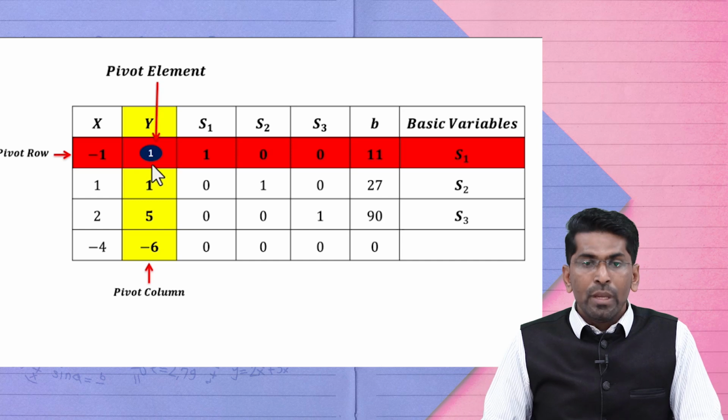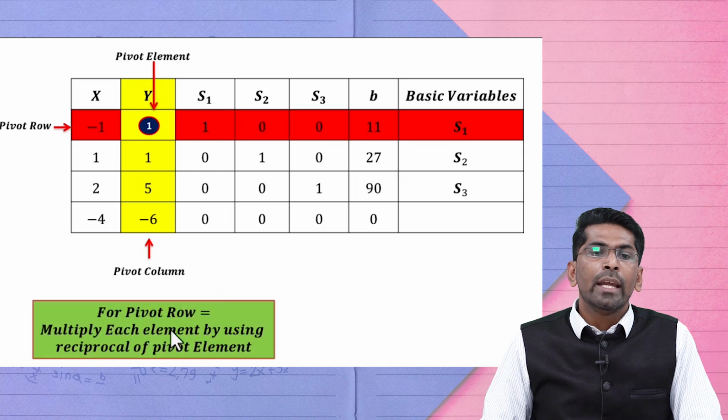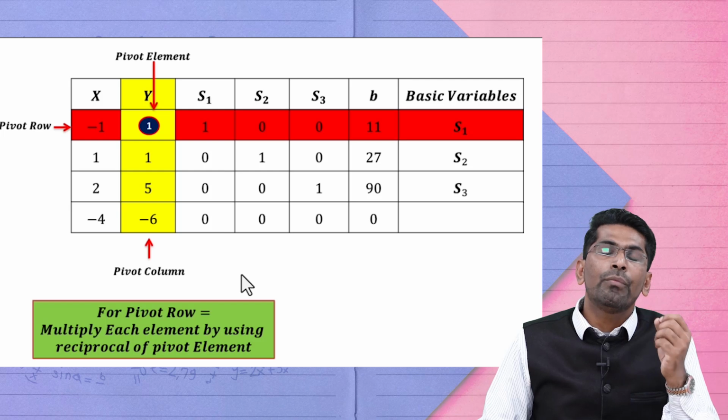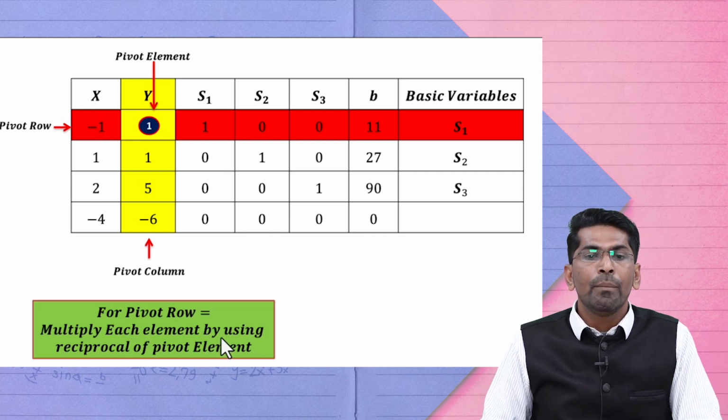First, considering the pivot row, we are going to replace it with new coefficients or new values. How will we get the new pivot row elements? We are going to multiply each element by the reciprocal of the pivot element. So the reciprocal of the pivot element will be 1 by 1. Here the first element is -1. We multiply it with 1 by 1, so it will become -1 into 1 by 1, which is -1.